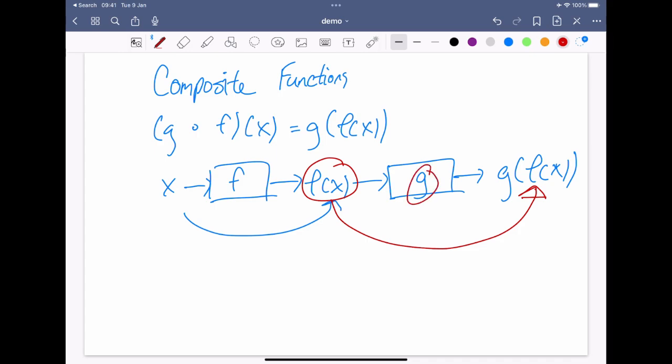And another thing to know is that order matters. So g of f does not equal f of g. And we'll go over some examples to show you why that is not the case.